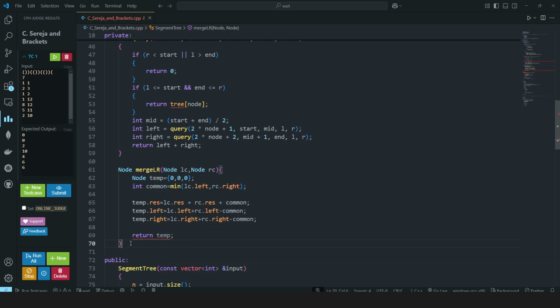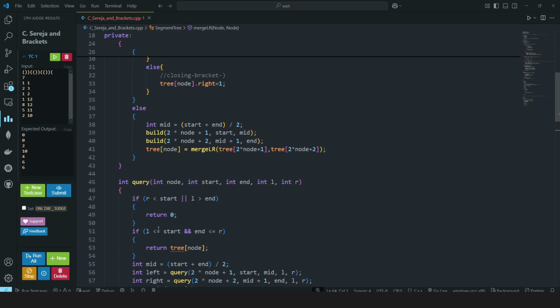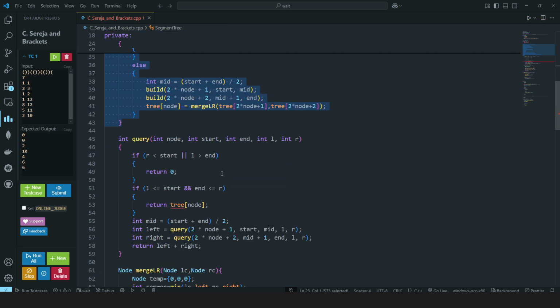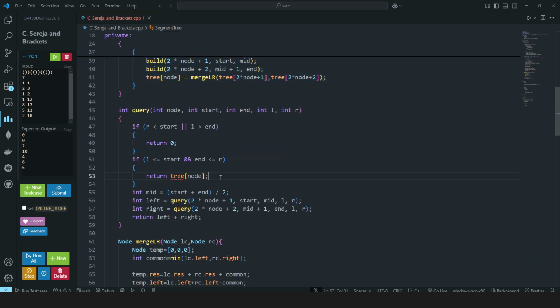So in this way, I have written my merge function here, right? This will return this node type, that is temp, and it will be stored here. So now I think I am done with the build function. Let us now come to the query function here.